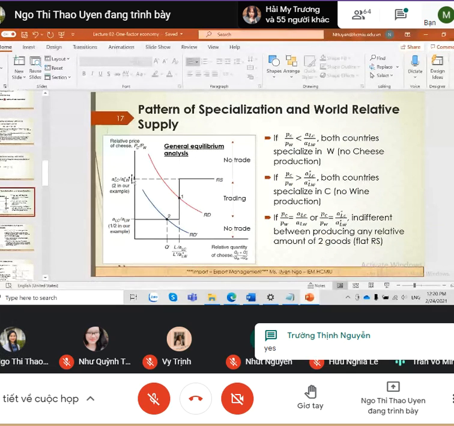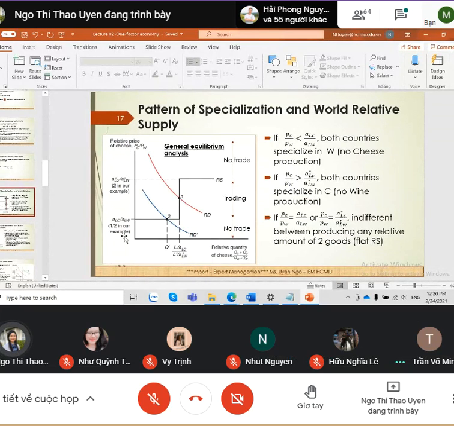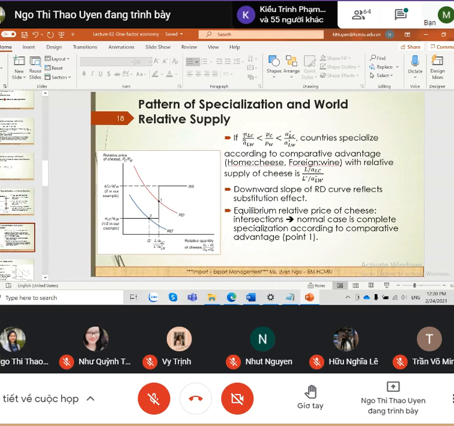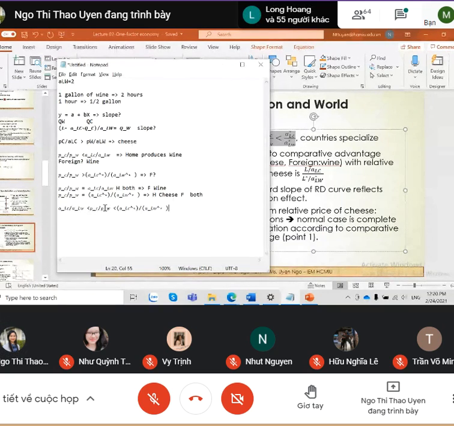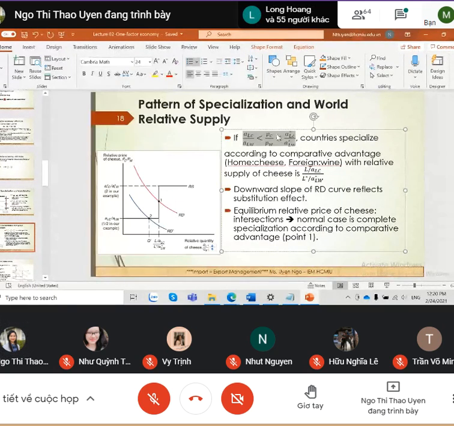So we assess the case here and here, here and here. But how about the case in the middle? What if the relative price of cheese lies in between two opportunity costs in this range? What happens? If this happens, now it's much easier for you. When this happens, meaning that, look at this side.